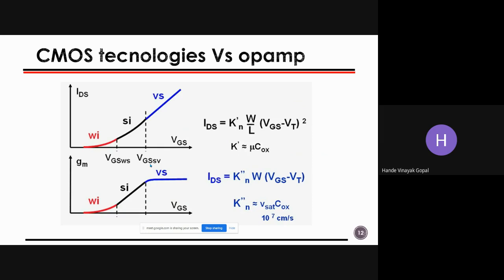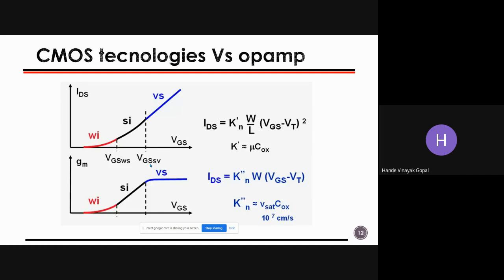Now this is the ID-VGS characteristics. You see three colors there: one is red, second is black, and third is blue. The top graph is ID versus VGS. Red is weak inversion, black is strong inversion, and blue is velocity saturation. As this workshop deals with high frequency circuits, we are much more concerned about what is happening at the intersection of black and blue.